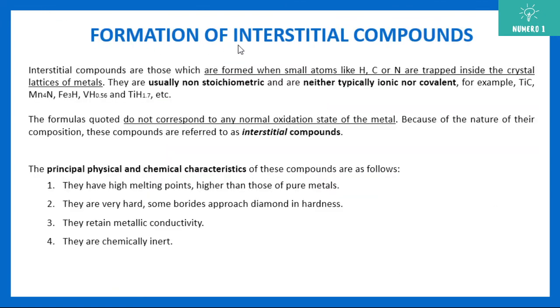Next is the formation of interstitial compounds. We have seen such types of interstitial compounds in solid state, so this is again a repetition. If you remember, interstitial compounds are those where small atoms like hydrogen, carbon, nitrogen get trapped inside. Note that there is no bonding, but they are physically trapped inside. These are non-stoichiometric, they don't have a proper ratio. You can see some examples like Fe3H, VH0.56, TiH1.7, etcetera.